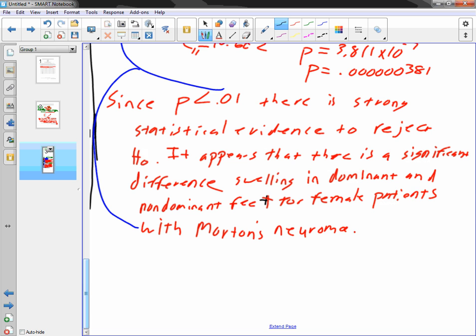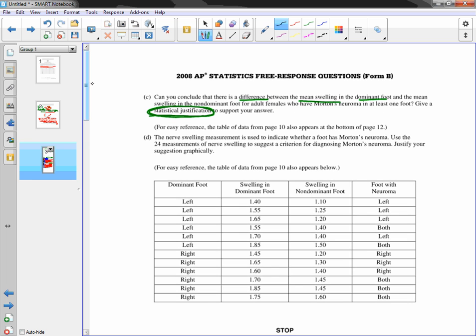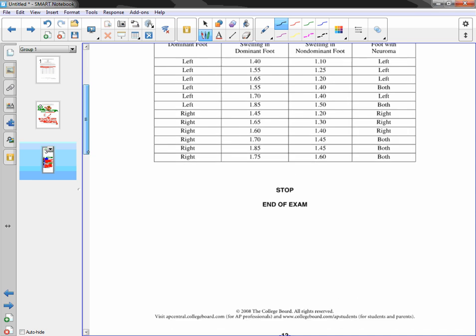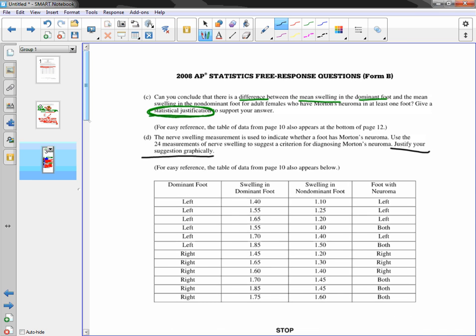Use 24 measurements of nerve swelling to suggest a criterion for diagnosing Morton's neuroma. Justify your suggestion graphically. That's an important part. Here's the question up here: justify your suggestion graphically. So they want us to make a graph, and then use the graph to suggest a criteria for diagnosing Morton's neuroma.